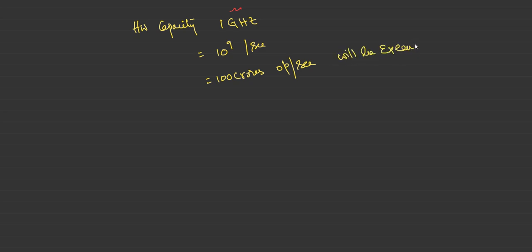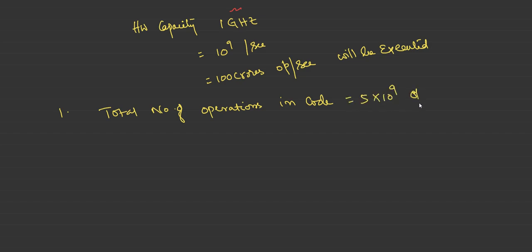Let me repeat, guys. I wanted to make a summarization. Don't get confused. First point: the total number of operations in the code is 5 into 10 power 9 operations. Sorry, not per second. Let it be 5 into 10 power 9 operations.